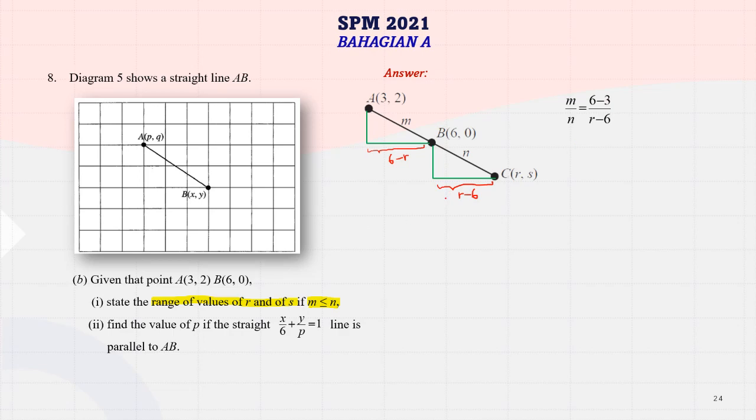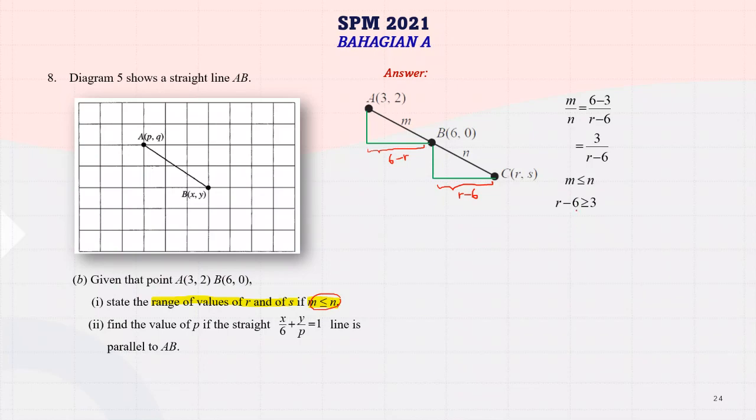Okay, now kita simplify 6 tolak 3 adalah 3 over R minus 6. And kita tahu kan dia dah bagi tahu sini kan M is less than N. So kita tulis sebagai kat sini M is less than N. So we know that this one is less than N tu. So kita tulis 3 is less than R minus 6. Okay.